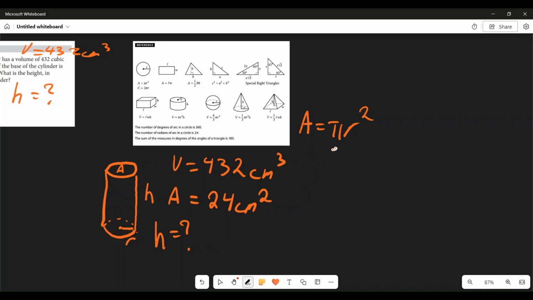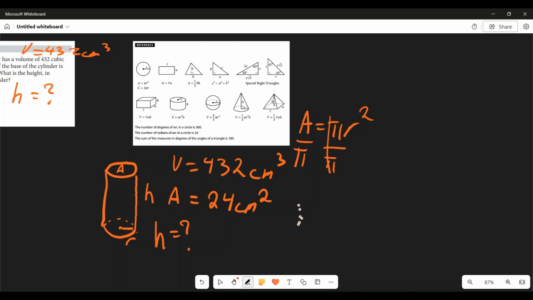We have A equals pi r squared. That means if we wanted to solve for r, right, because we basically need to figure out what the radius is. Once we know what the radius is, we could figure out what h is, right? So let's figure out what r is using this equation, right? So to solve for r, we divide by pi, right? Divide both sides by pi.